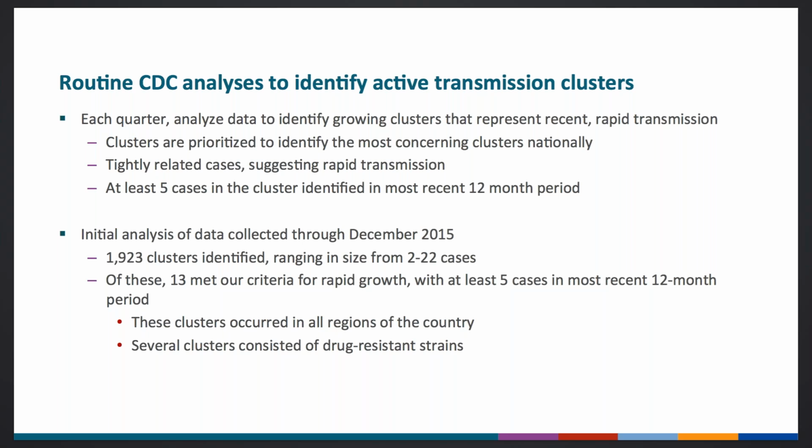And so as an example, our first analysis of data at a national level was on data collected through December 2015. And we found 1,900 clusters, but of these, there were 13 that met our criteria for rapid growth, with at least 5 cases in the most recent 12-month period. These clusters occurred in all regions of the country, and several clusters consisted of drug-resistant strains.